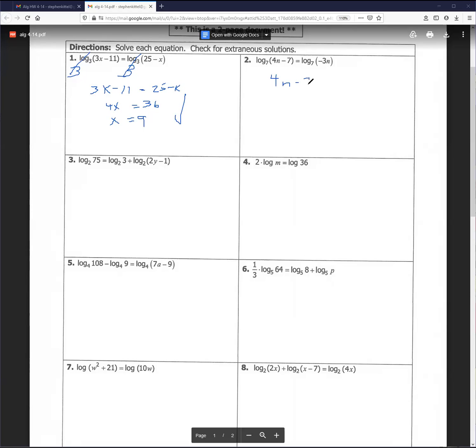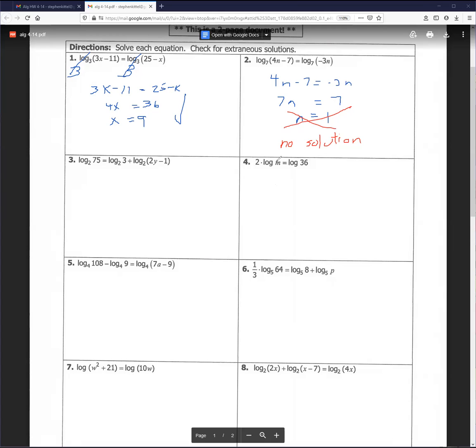Do the same thing over here. 4n minus 7 equals negative 3n. 7n equals 7, n equals 1. Now hold on, if we plug in, we end up with 4 minus 7 is negative 3. Negative 3 times 1 is negative 3. That's going to give us negatives on the inside. That is no good. We cannot plug a negative into a logarithm. Not happening.